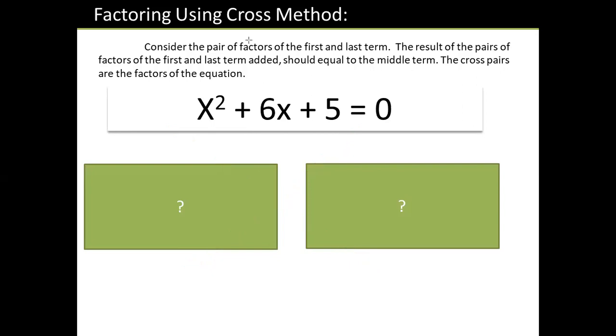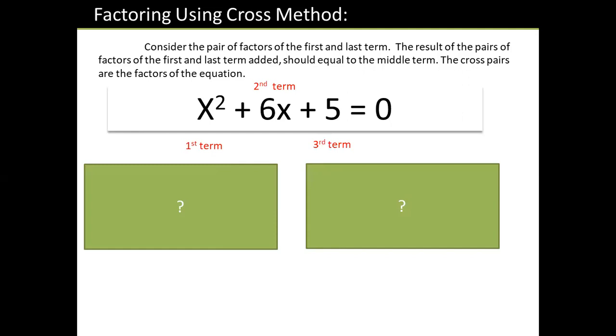Now we recall that the standard format for a quadratic equation is ax squared plus bx plus c equals 0. In this case, we have a, which is 1, b, which is 6, and c, which is 5. So x squared is the first term, 6x is the second term, and 5 is the third term, equals 0.